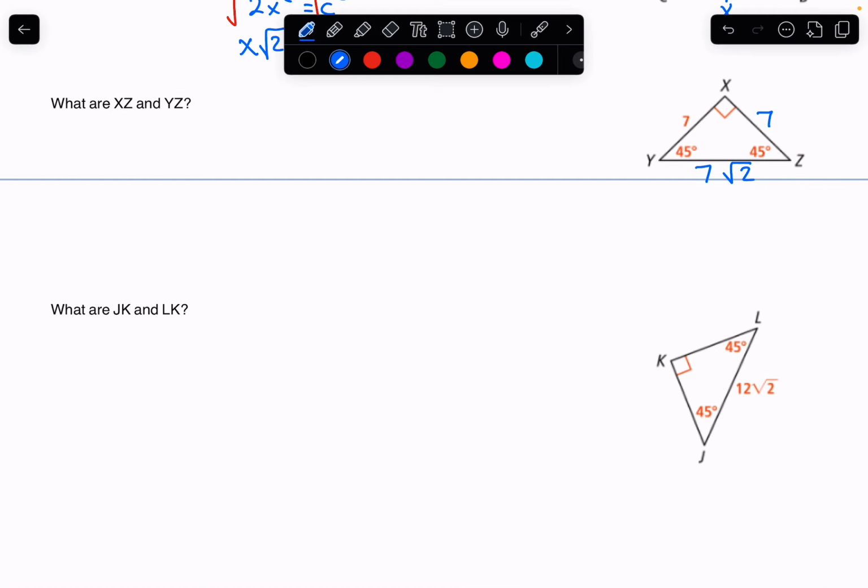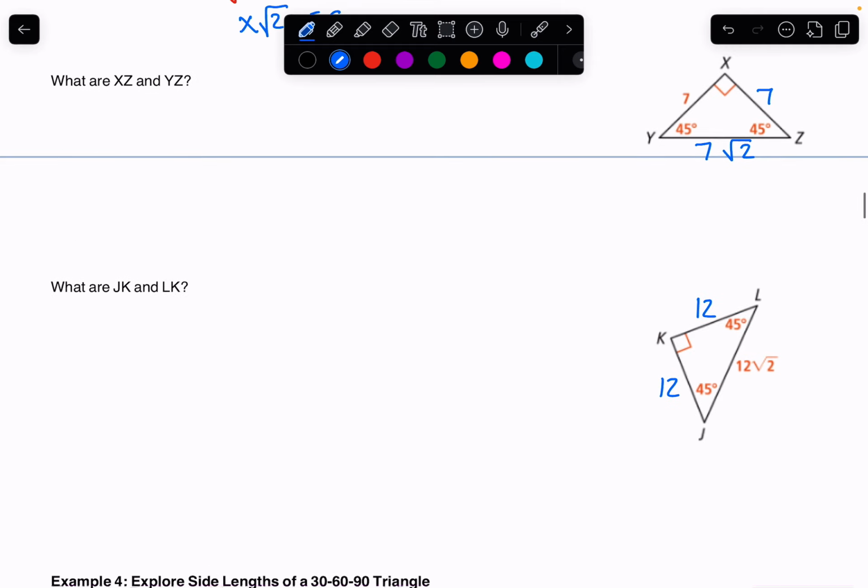If I look at JKL and I have 12 root 2 as the hypotenuse, then I know that the side lengths can be x and x, that number in front of the square root of 2, which is 12 and 12. And I can do this, like I said, for any 45, 45, 90 right triangle.